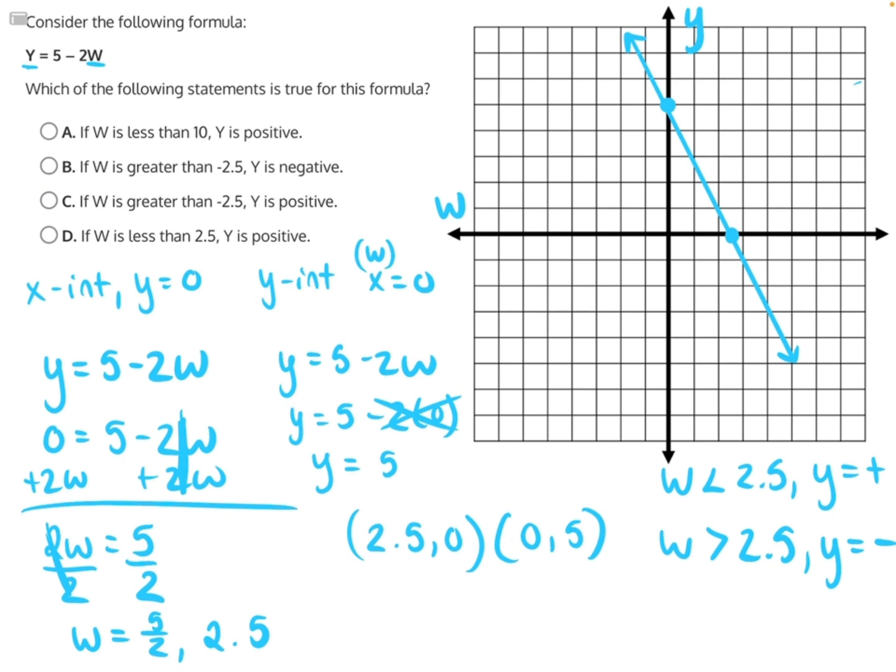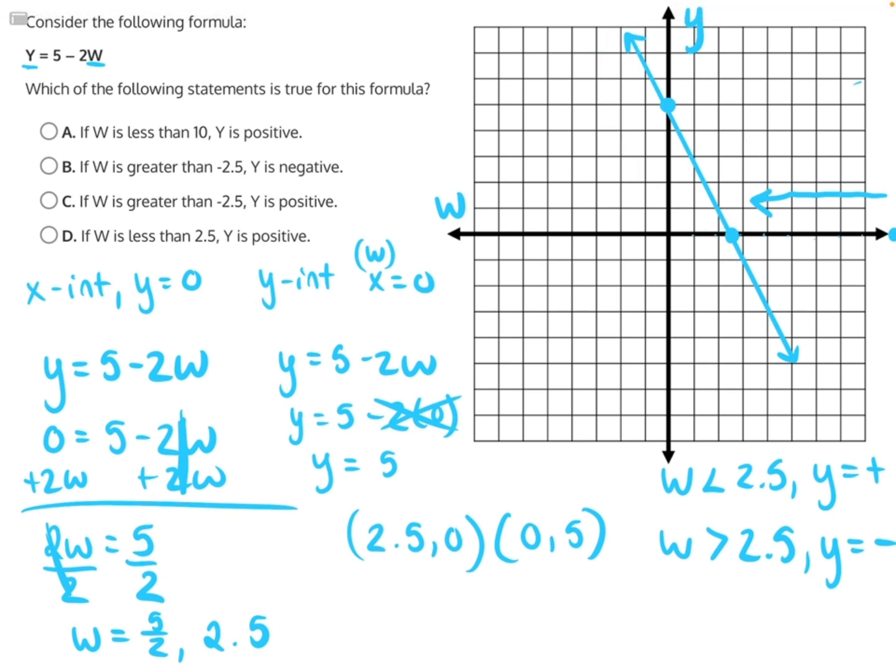A says if w is less than 10. So we'll say 10. We have 1, 2, 3, 4, 5, 6, 7, 8 on the graph. So we'll say 10 is out here somewhere. If w is less than 10 going this way, then y is positive. Well, it will become positive eventually once we pass over this point right here, w equals 2.5, then all of our y values will be positive.